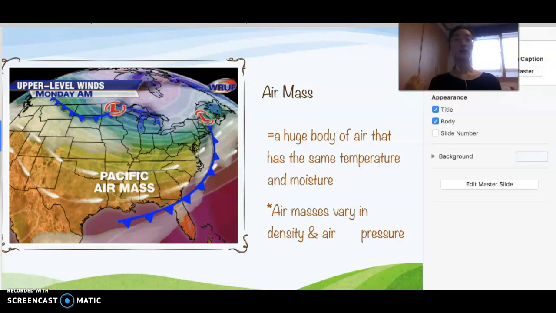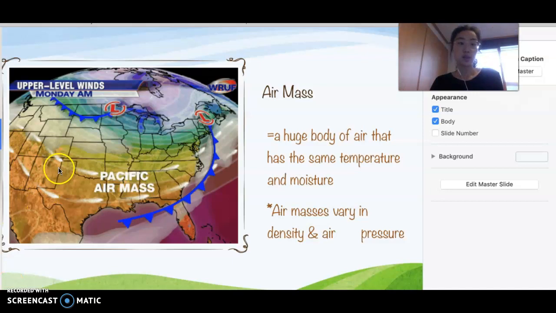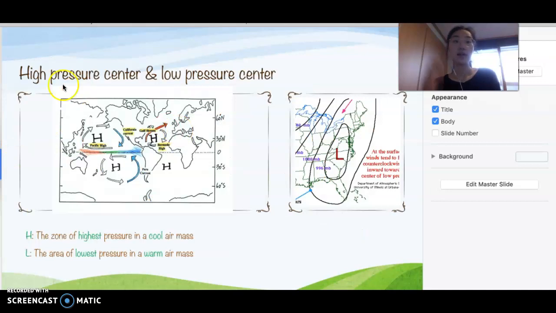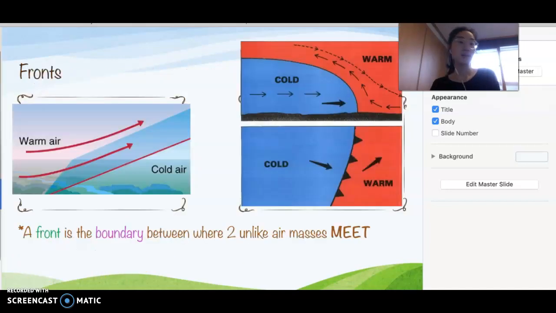And then air masses was a little complicated to understand, it might have been. However, it's basically just a huge body of air with the same temperature and moisture. If you guys have ever seen the Weather Channel, you can see how they have different colors, right? The different colors represent the different types of air masses, and each air mass has similar characteristics and temperature. And high pressure centers and low pressure centers are depicted by H and a capital L, and you can see these in weather maps as well. H represents cool air mass, L represents warm air mass.